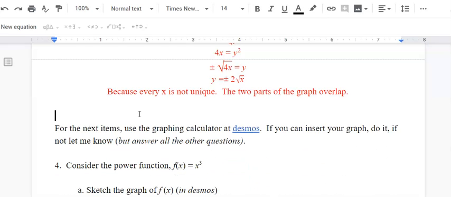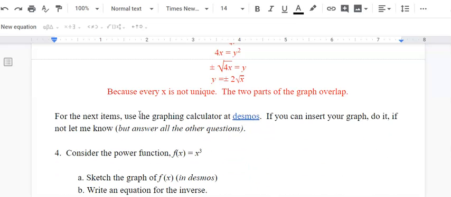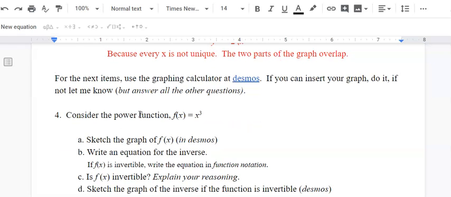So now we're going to be doing most of the work in Desmos, which makes life a little easier. Not as much typing here. For the next item, use the calculator at Desmos. If you can insert the graph, do it. If you cannot, just leave a note here saying why you can't. Like, I'm on a phone, I can't figure it out.